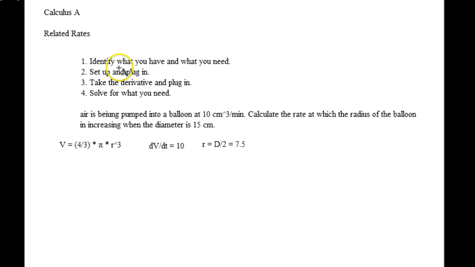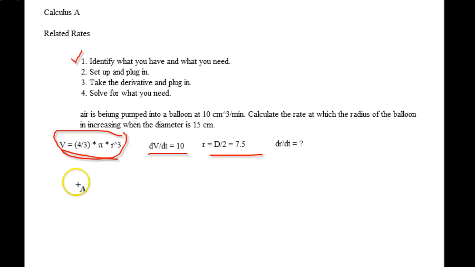Now, identify what you need, what you have. We have these three things: this formula, this piece of information, this piece of information at our disposal, and we need dr over dt. We don't know that. So this is what we're going to try to find. So we have step 1 done. Now what we're going to do is set up and go ahead and do it. I'm going to differentiate this equation right here. This is going to be the main one I'm working with, because it's the only equation I have. These are values and I just work with that.